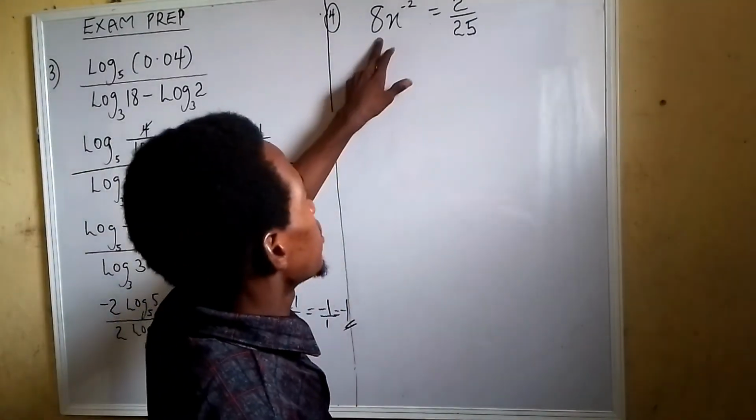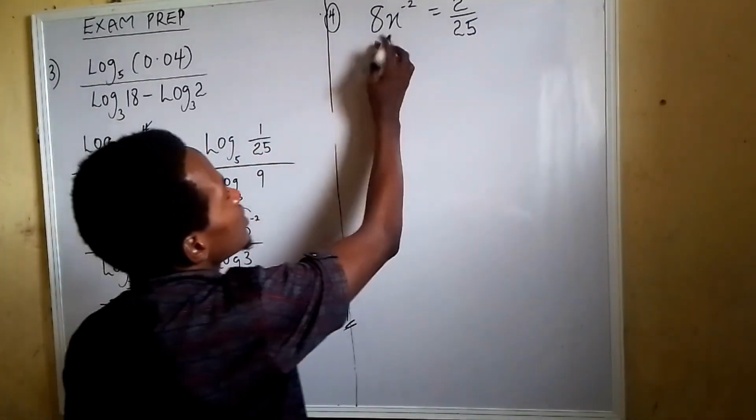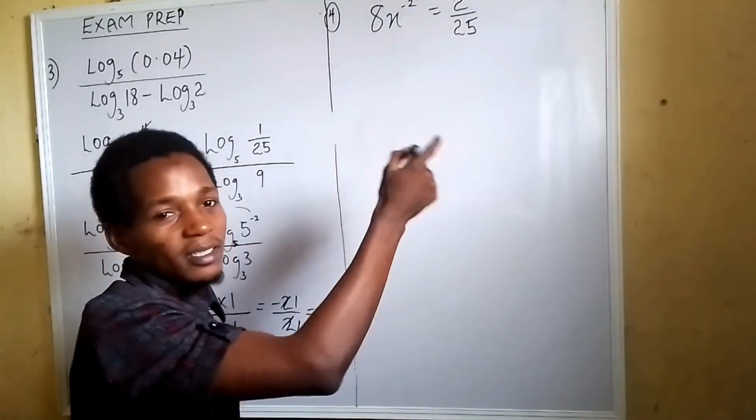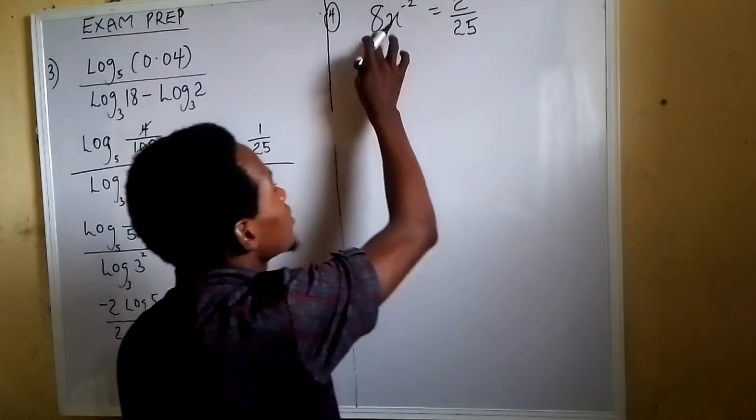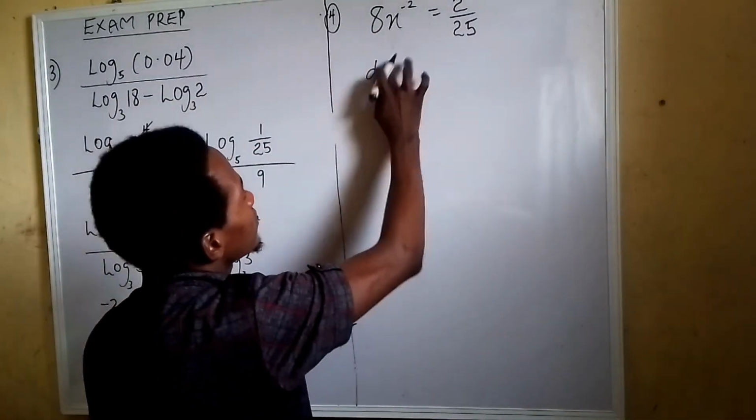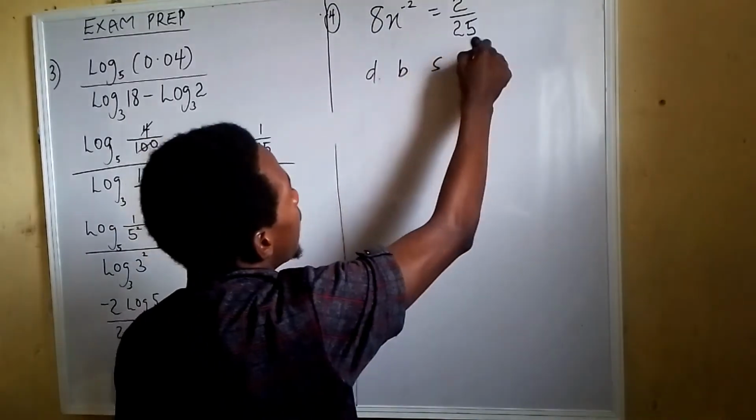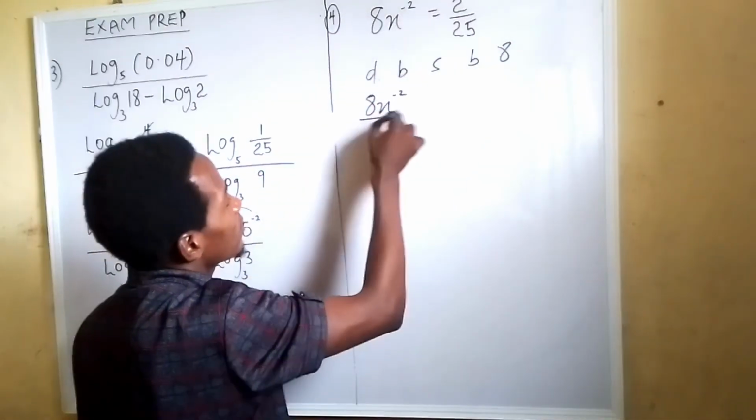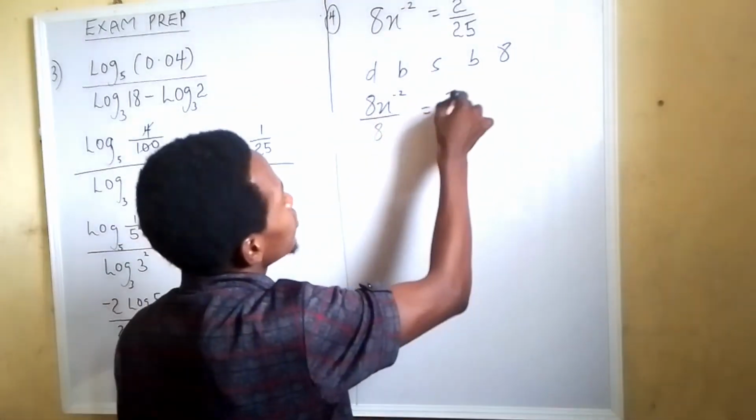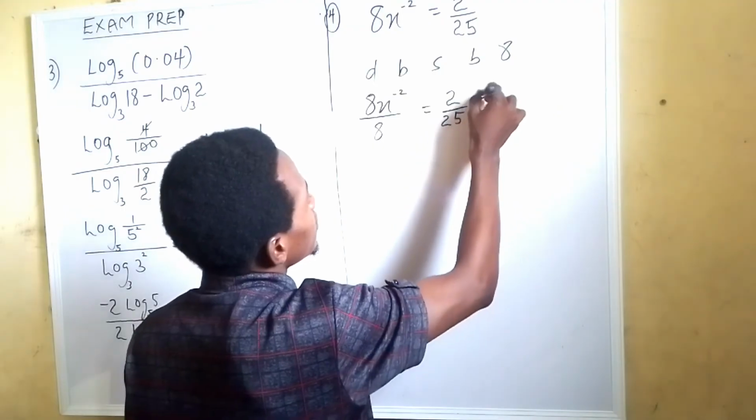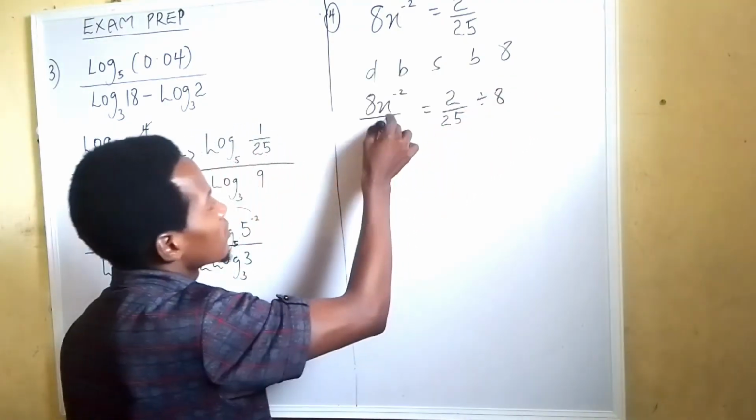The first thing we do is to remove the 8. To remove 8 when it is attached by multiplication, we remove it by the inverse, or the opposite, which is what? The opposite of multiplication is division. So we divide both sides by 8. That gives us 8s raised to the power minus 2 divided by 8 equals 2 over 25 divided by 8.